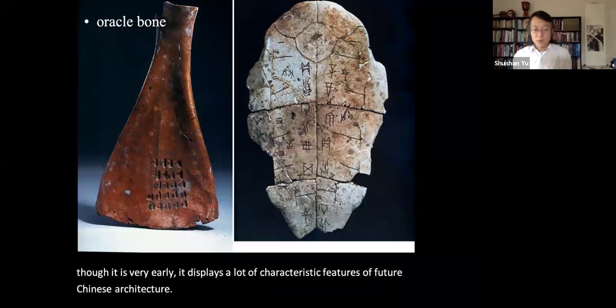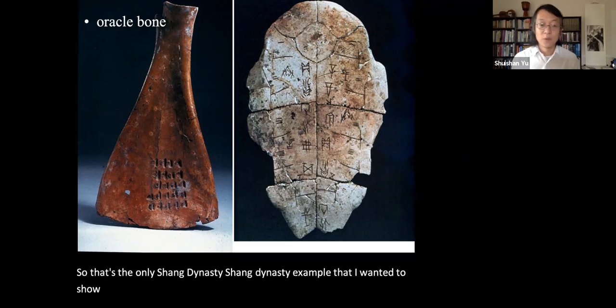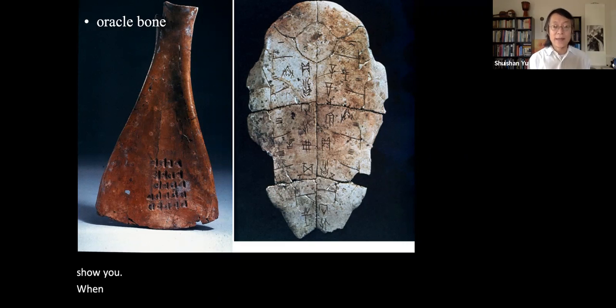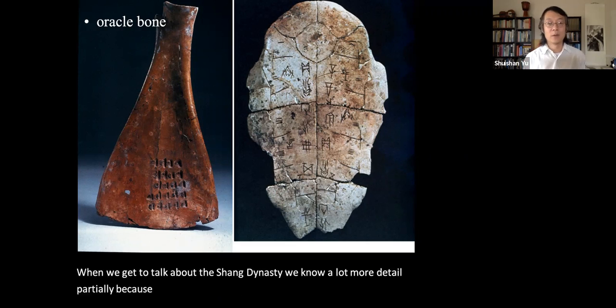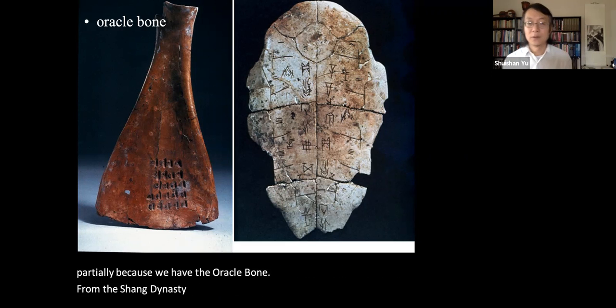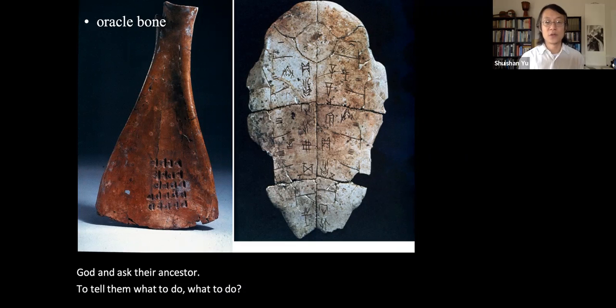So that's the only Xia Dynasty example that I wanted to show you. When we get to talk about the Shang Dynasty, we know a lot more detail, partially because we have the oracle bones from the Shang Dynasty. All right. Shang Dynasty people asked God and their ancestors to tell them what to do, what not to do, what is auspicious, what is inauspicious. So they wrote their questions on bones and shells.